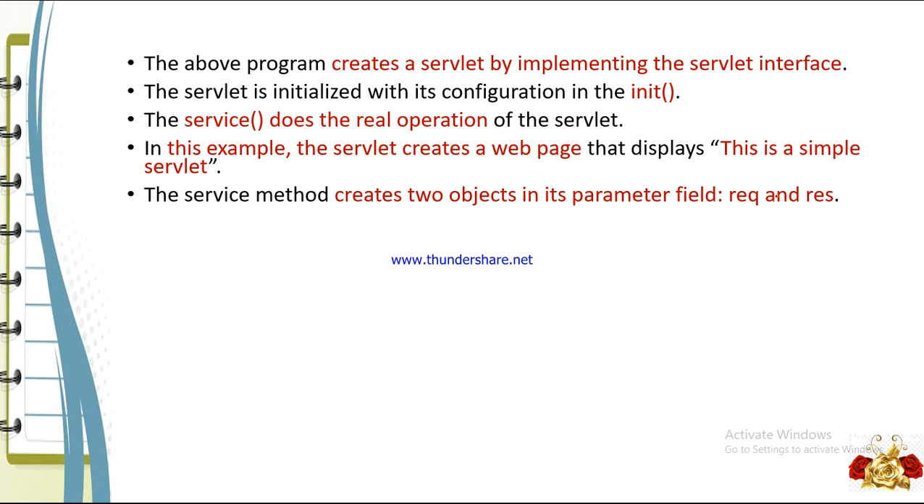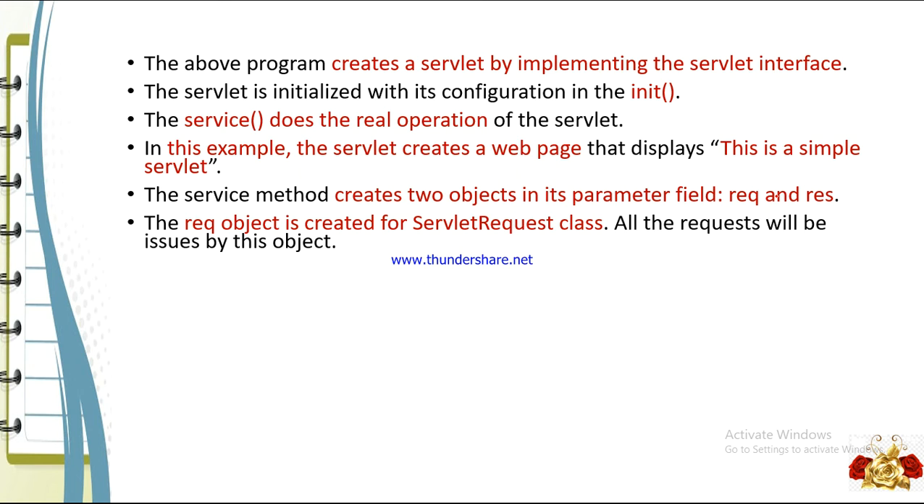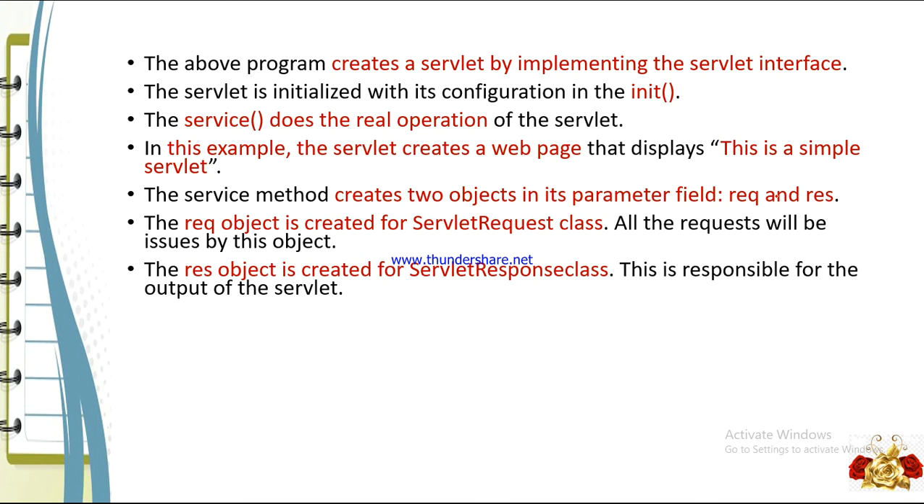So normally the service method takes two objects as parameters, a request and a response. Already we have studied the procedure. A request and a response, that is very important. But let's focus on the request object, which is created for the servlet request class. All the requests will be issued by the object. The response object is created for the servlet response class. So this is responsible for the output of the servlet.